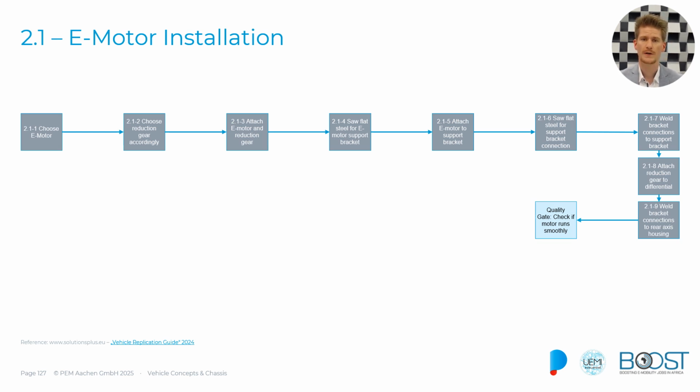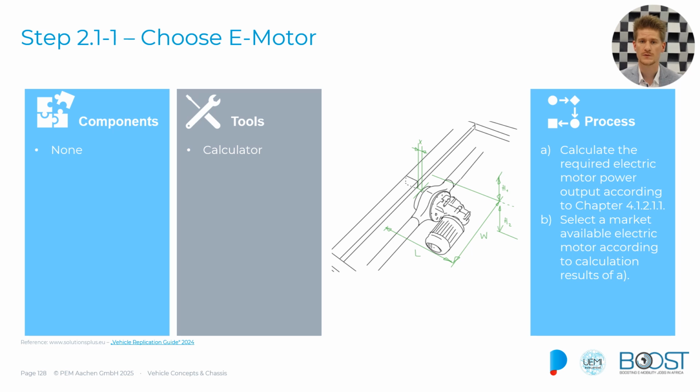The first step now will be that we choose a motor. We have talked about the calculations before, and just look what is available on the market that comes close to the figures that you just calculated, and make sure that you also know how big your motor is, so how long, how wide, and how thick.